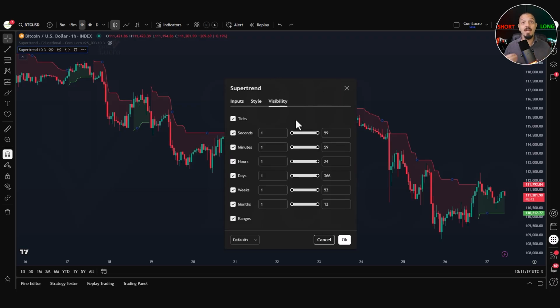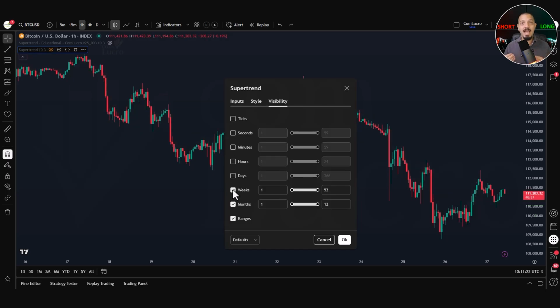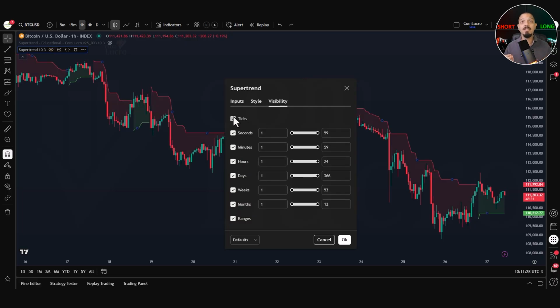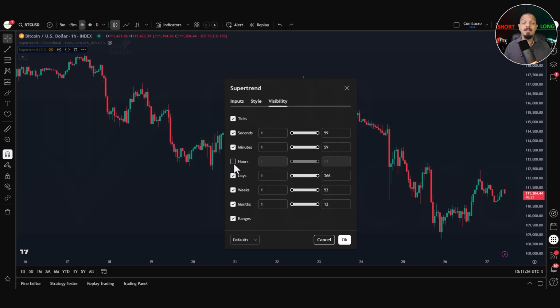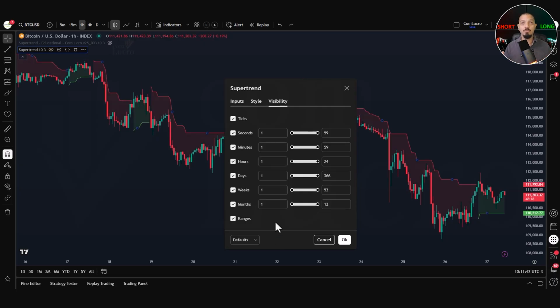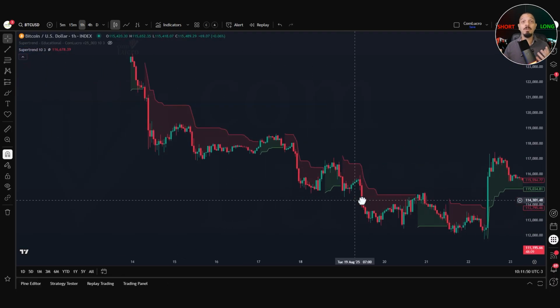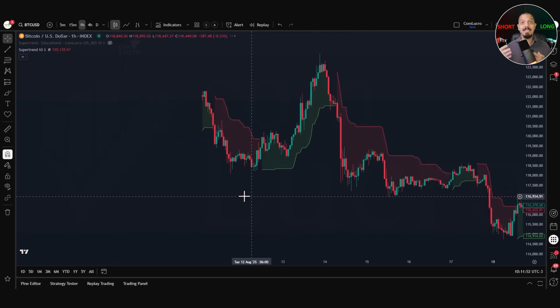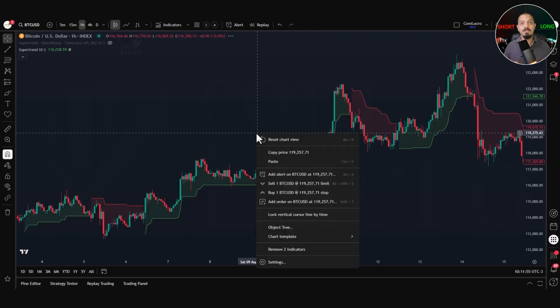This tab controls which time frames the Supertrend will appear on. You will see options for ticks, seconds, minutes, hours, days, weeks, and months. Each row lets you set the visibility range, such as from 1 to 59 minutes or from 1 to 24 hours. If a box is checked, the Supertrend will be visible when that time frame is active. If it is unchecked, the indicator will be hidden during that range. At the bottom, there is also a ranges option. This allows for more advanced visibility control, but in most cases, you will not need to use it. With all these settings adjusted, your Supertrend is now fully configured and customized. In the next step, we will look at how the Supertrend calculation actually works.